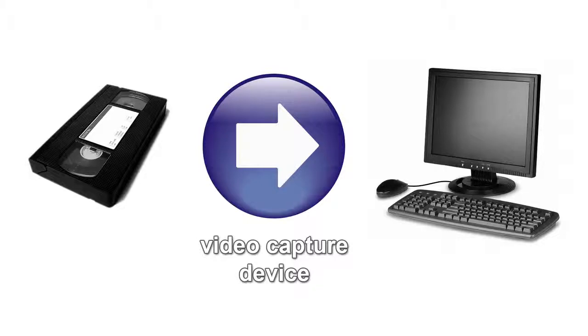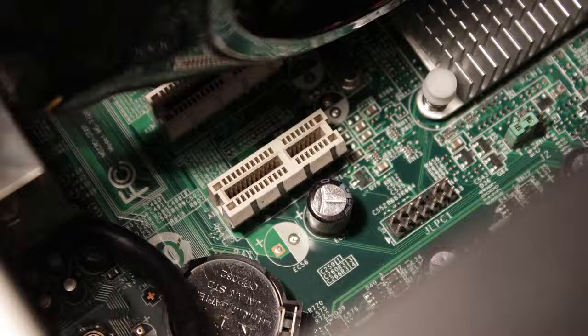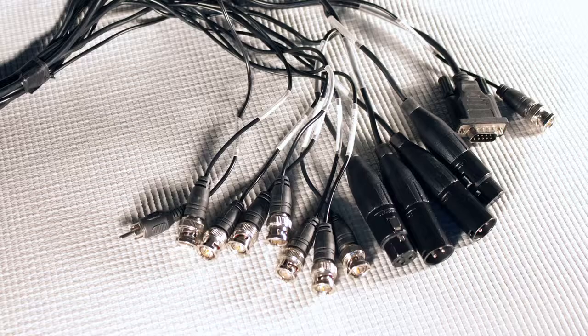The capture device takes the output from an analog video player and converts it into a digital equivalent, which is then written onto the computer's hard drive. Internal video capture cards plug into an expansion slot on the computer's motherboard. So it is extremely important to ensure that the correct type of expansion slot is available.